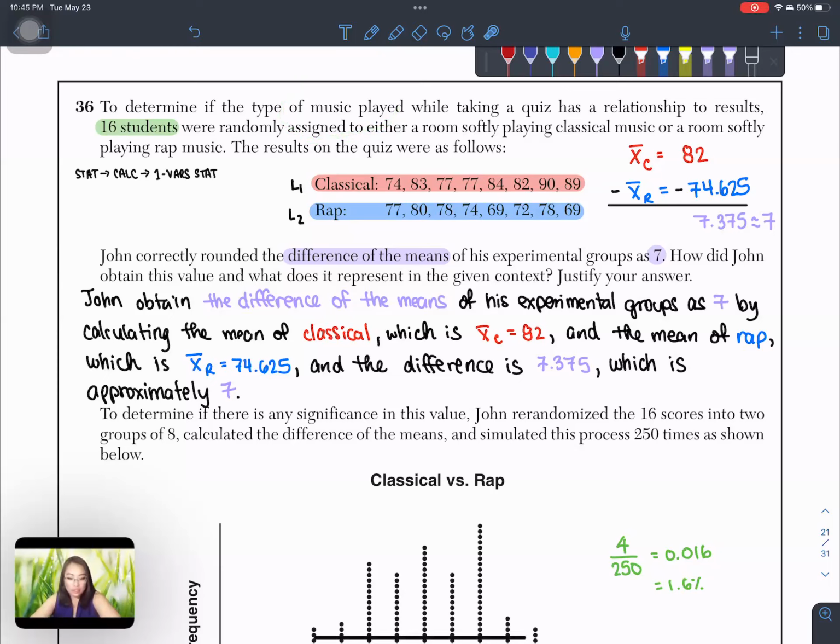So here, to determine if there's any significance in this value, John re-randomized the 16 scores into 2 groups of 8, calculated the difference of the means, and simulated this process 250 times as shown below. So you just watched a video about simulation. On the Regents, they're not going to have you perform a simulation, but they're going to tell you that they ran it, and you just have to understand what that means.